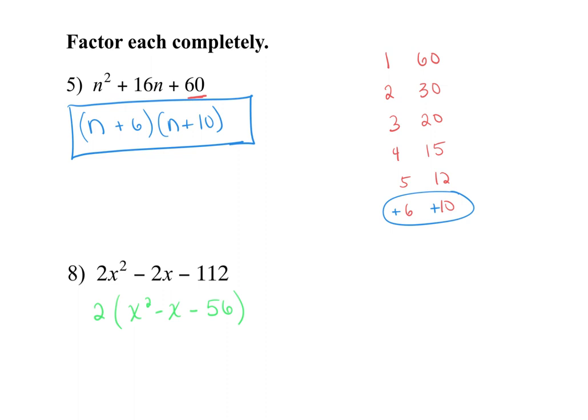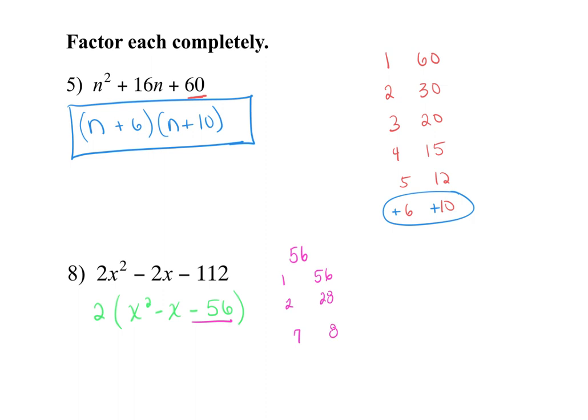Now that I have the 2 out, this x squared minus x minus 56 is just like number 5. I need to look at factors of 56 that will multiply to give me negative 56 and will add to give me negative 1. So technically I'll be subtracting those terms, because in order to get a negative, 1 has to be positive and 1 has to be negative, right? And again, with 56, you can think about your factors. You can say 1 and 56, and you can go all the way down if you want to, right? Eventually, hopefully, you'll get to this guy right here.